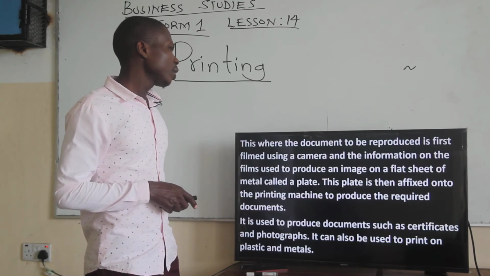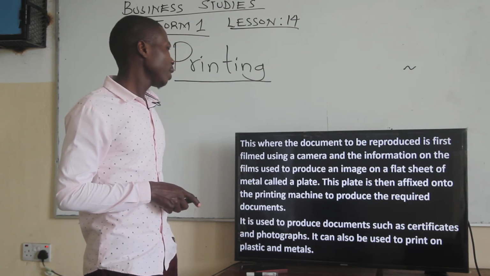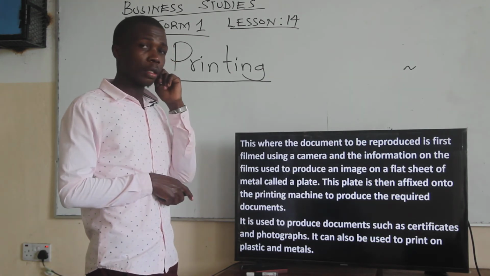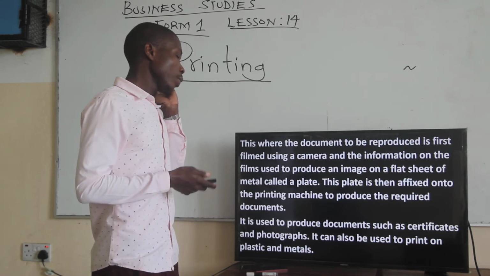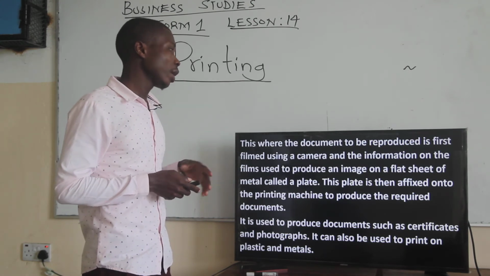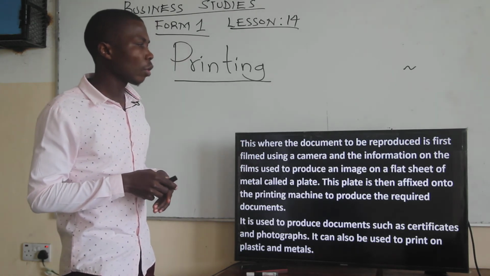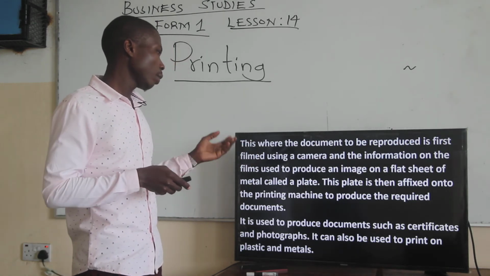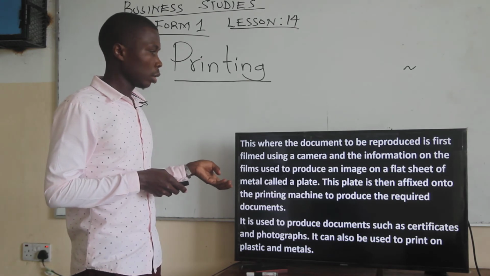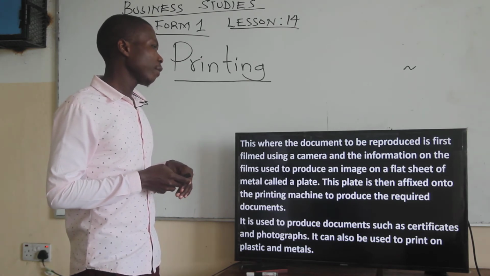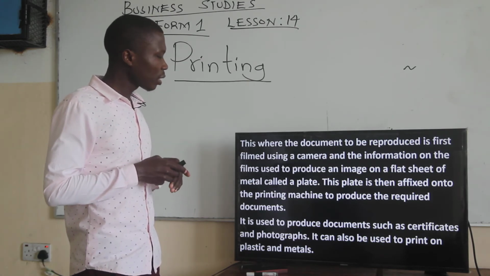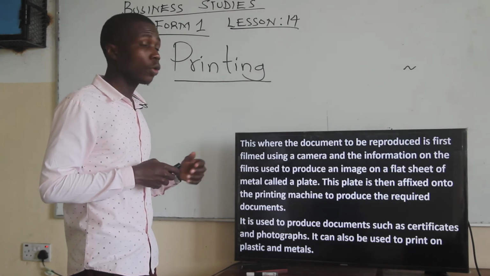Then this is where the document to be produced is first filmed using a camera. So the document to be produced is first filmed using a camera, and the information on the film is used to produce the image on a flat sheet of what? A metal called a plate. Then this plate is fixed into the printing machine to produce the required documents.